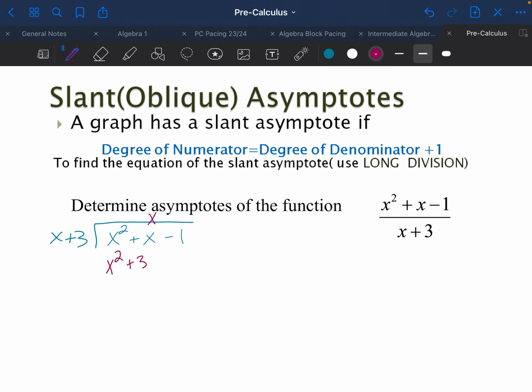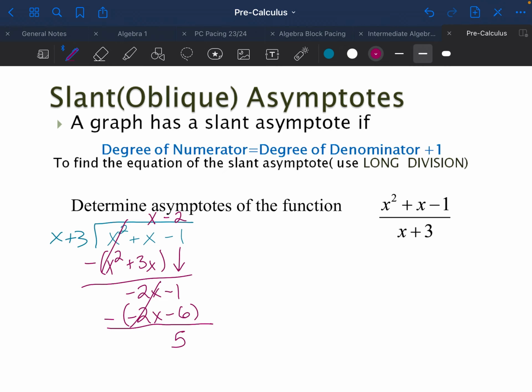Distribute that through. Remember that we're subtracting this entire quantity. So that goes away. x minus 3x is negative 2x. We've got to bring down the minus 1. So then we need to think about what we need to multiply x by in order to get negative 2x. Subtract, and we get negative 2x. Negative 2 times 3 is negative 6. This goes away. Negative 1 plus 6 is equal to 5.